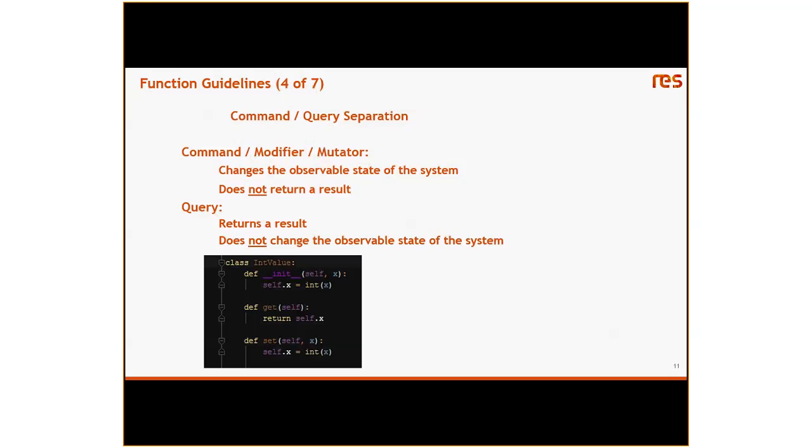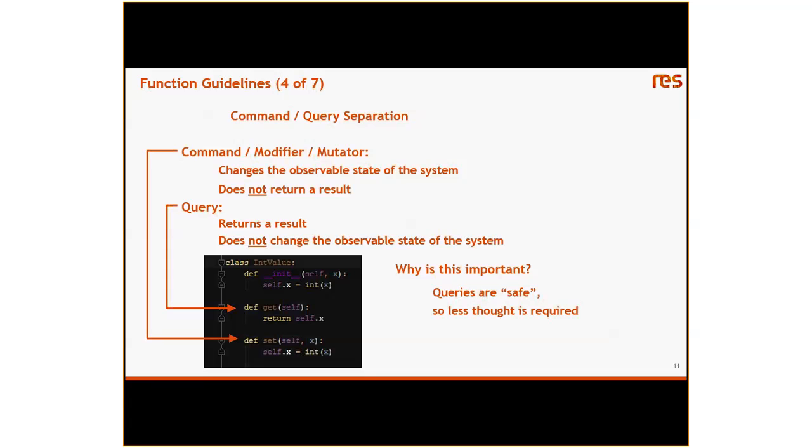So a simple example would be your standard get-set methods. Your set is a command or modifier where you're passing a value to it and you're setting an internal variable, so you're changing the state. Whereas your get is just a query, you're not changing the state. So why is this important? Well, queries are a lot safer to use because they don't have any side effects.